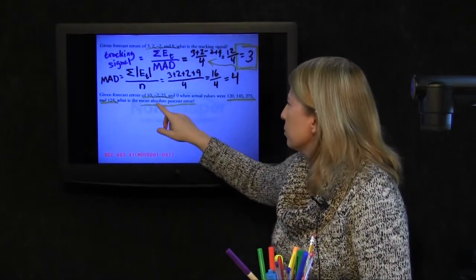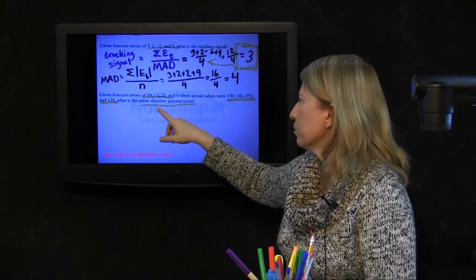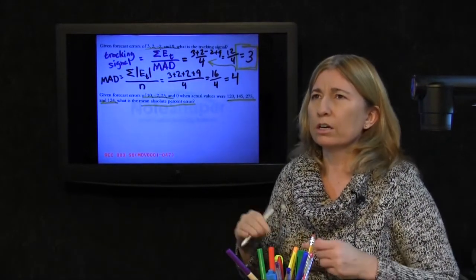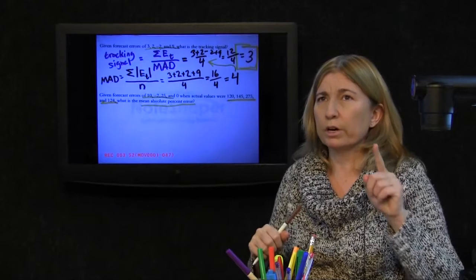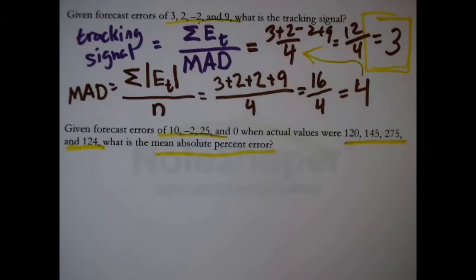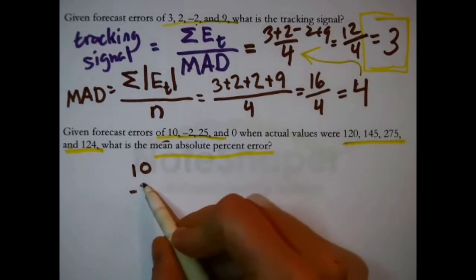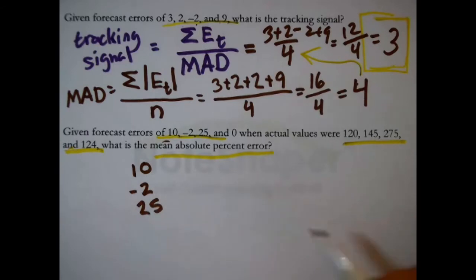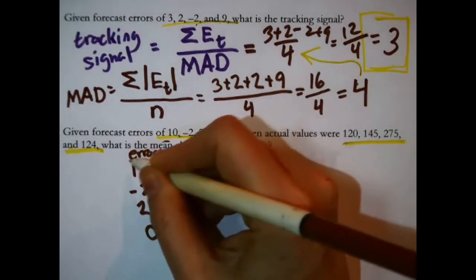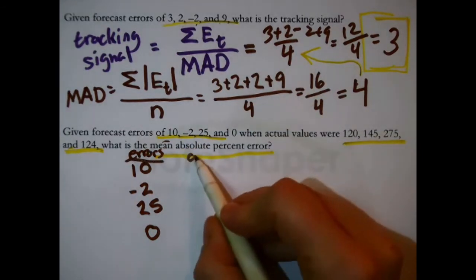And the way to get this answer, what I recommend is to break it down. Mean means average, absolute means drop the negative signs, percent error. The percent error in a forecast is the actual error divided by the actual. Oh, right, we were given errors. List them this way: 10, -2, 25, and 0. Okay, those are the errors. Fine, we were given actuals, list them in a column.